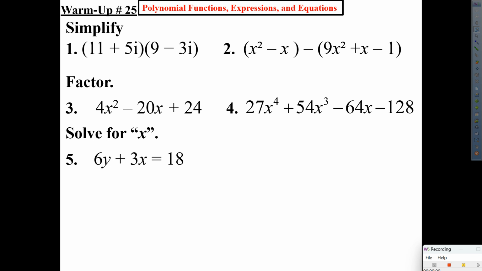Morning, everyone. Welcome back to another exciting day of mathematics. Whoop, whoop. How's everybody doing? Good? Yes, Mr. Q. All right, good.